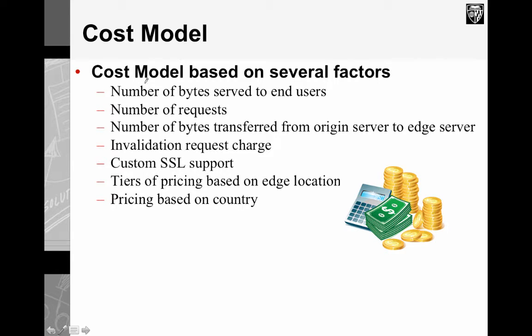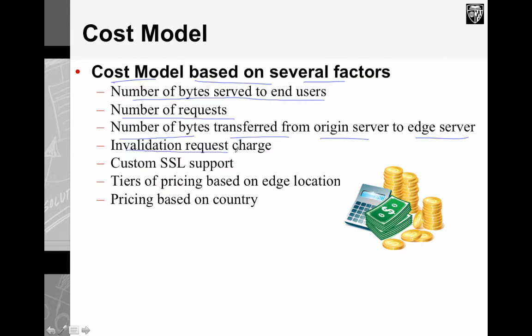The cost model. What is the cost model for the CDN? It could be based upon the number of bytes that are served to the end users. It could be based upon the number of requests that are coming from the end users. It could be the number of bytes transferred from the origin server to the edge server. Remember, there's also data that is being transferred from the origin to the edge server. Even though the clients are coming from Tokyo and accessing an edge server in Tokyo, originally the data was in Ashburn, and now the data has to go from Ashburn into Tokyo. There might be a price that's associated with that.